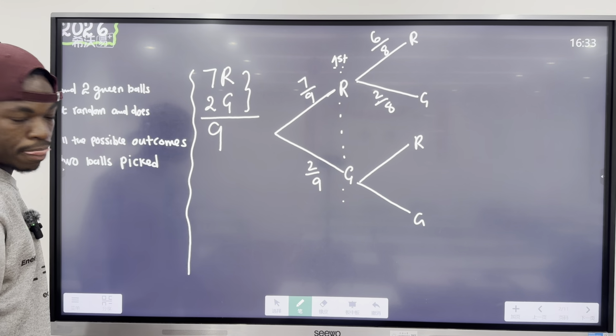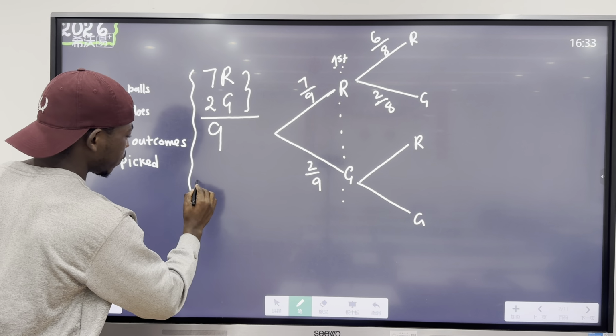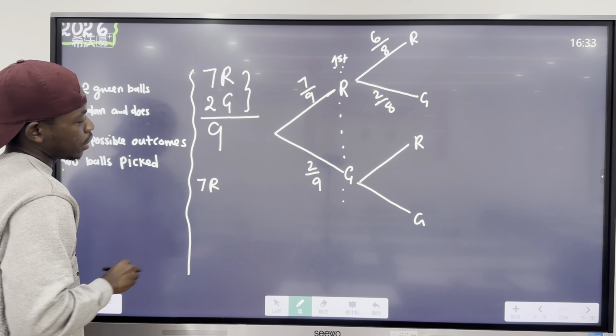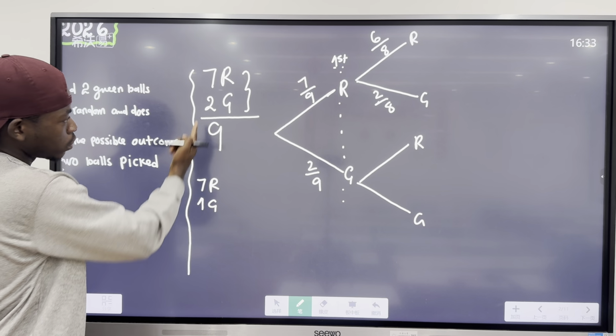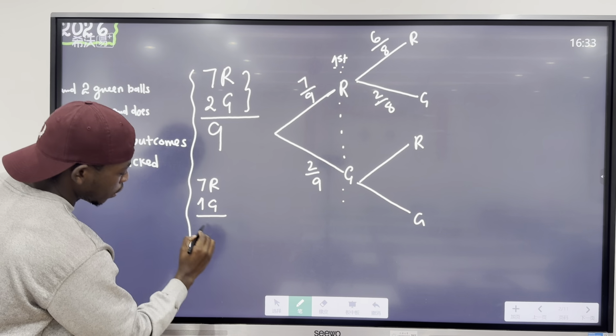what will happen is the number of green balls will change, but the number of red balls will still be 7. So 7 red balls, because we picked green at first and we did not replace the green ball back. Then the number of green balls will now be 1, because we had 2, then we picked 1 and didn't replace it. Then the total will be 8.